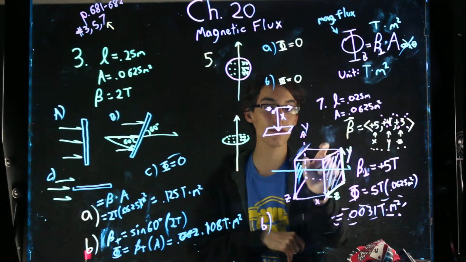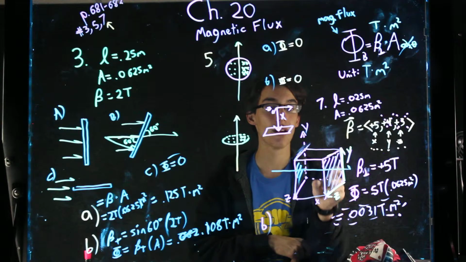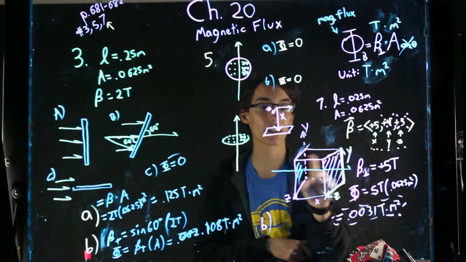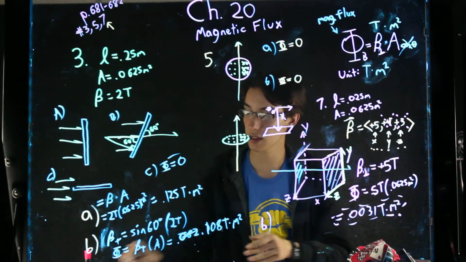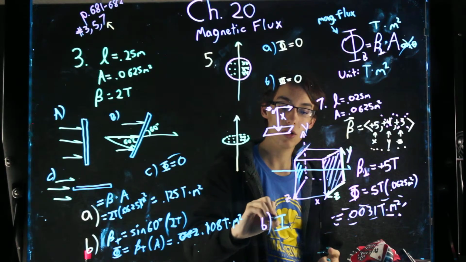On each individual surface, however, there is a magnetic flux. But because each opposite surface cancels out, the total magnetic flux is, drum roll, 0.